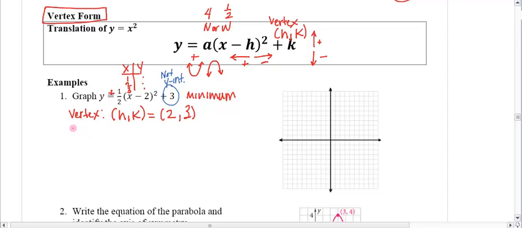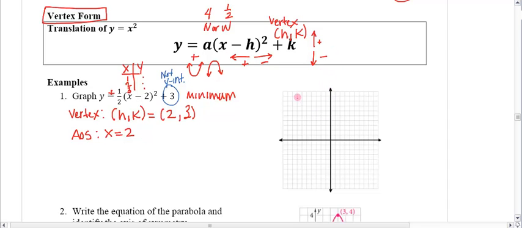All right. From that, we also get another piece of information, which is our axis or line of symmetry, either way. And that's always the x coordinate's value. But we have to write it as a vertical line. So we're going to write x equals 2. Never write just 2. It's not quite correct. It doesn't equal a line.